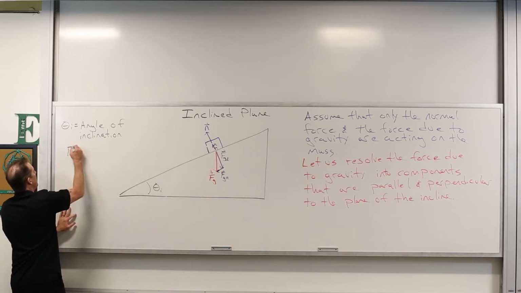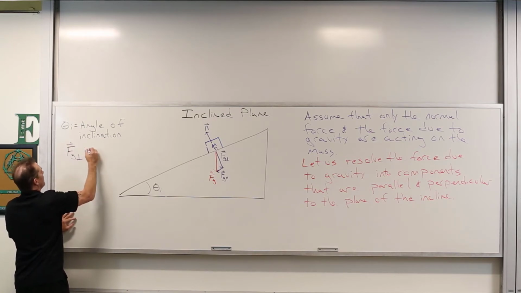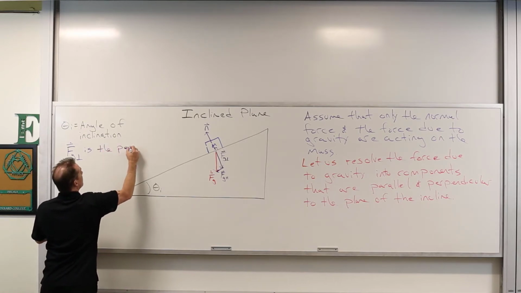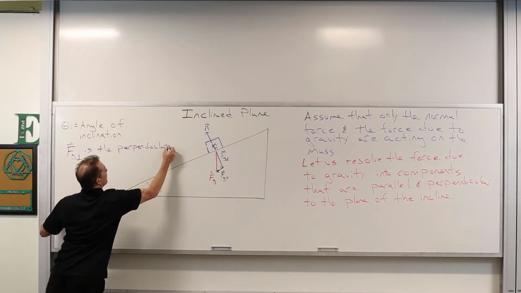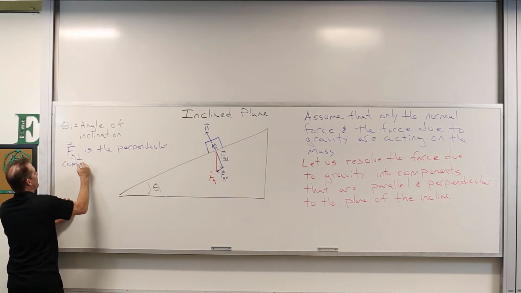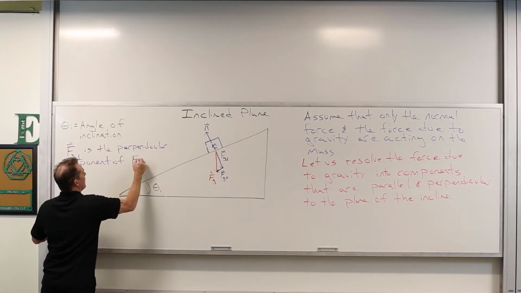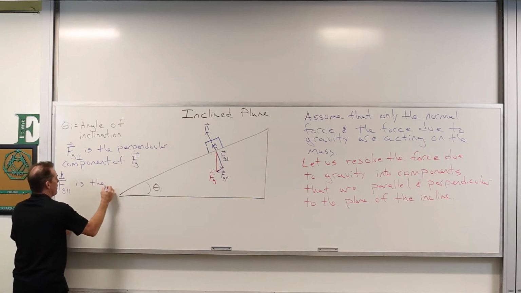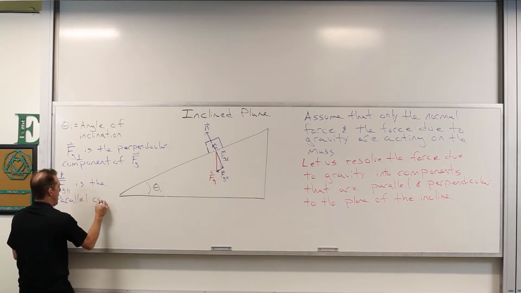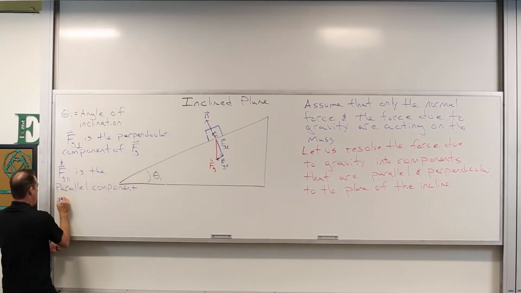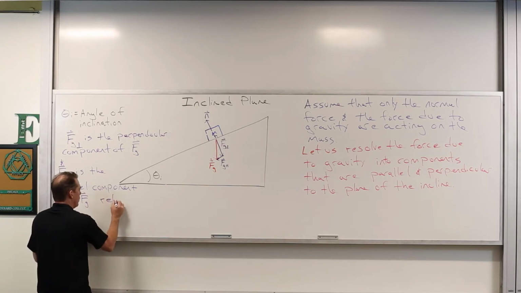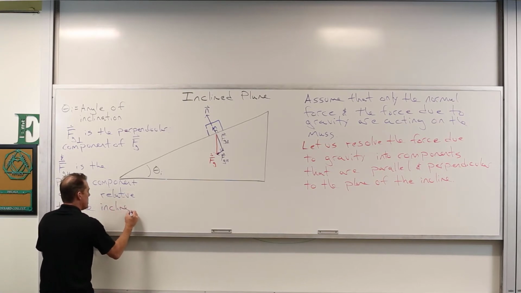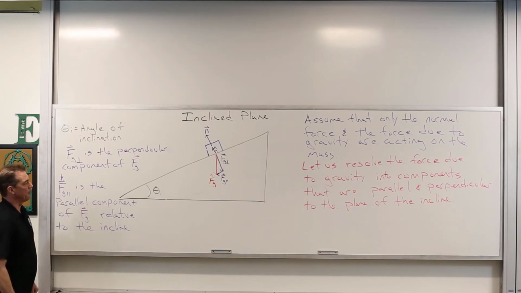So let's write those down. F_G perpendicular hat is the perpendicular component of F_G, and F_G parallel hat is the parallel component of F_G relative to the incline. So we've got a parallel and perpendicular.